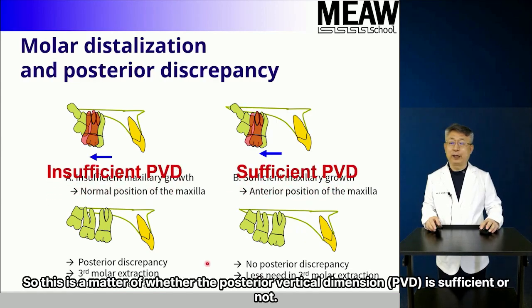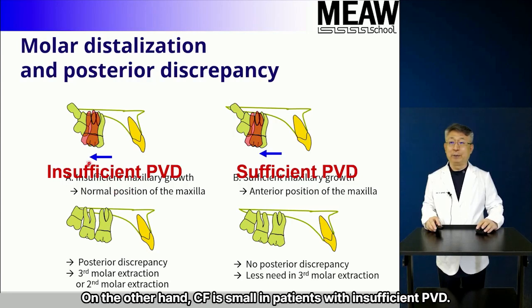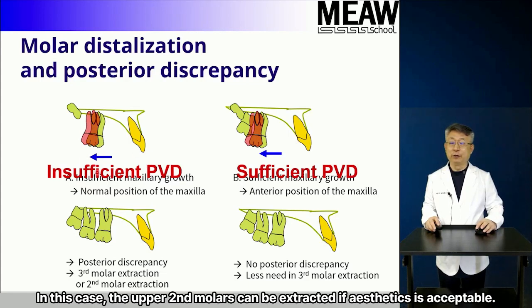So this is a matter of whether the posterior vertical dimension (PVD) is sufficient or not. Skeletal patterns with sufficient PVD have high CF. On the other hand, CF is small in patients with insufficient PVD. In this case, the upper second molars can be extracted if aesthetics is acceptable.